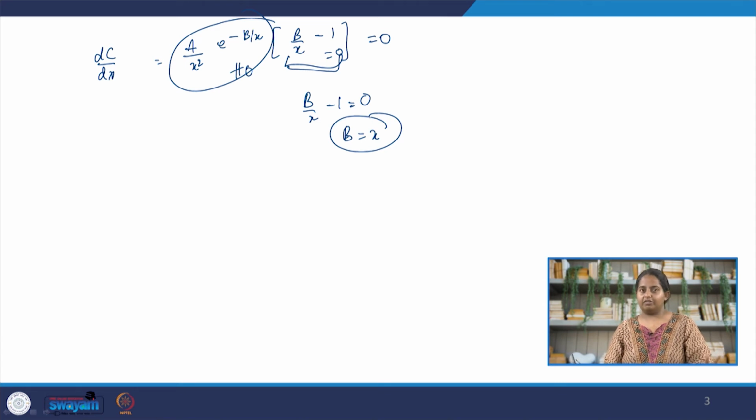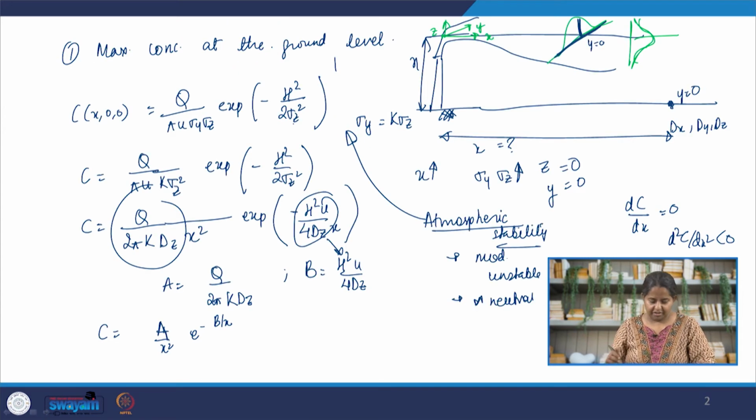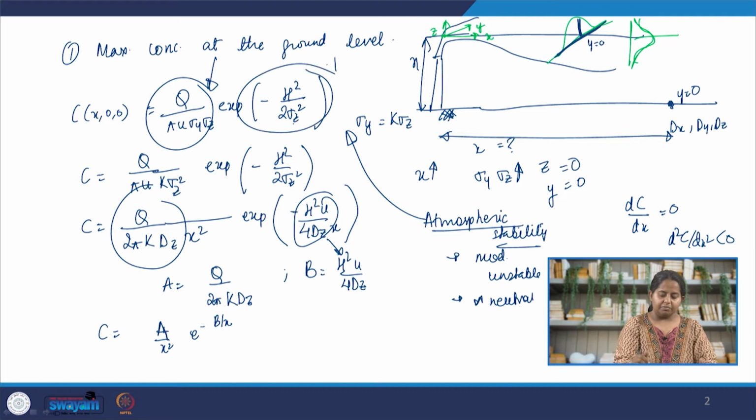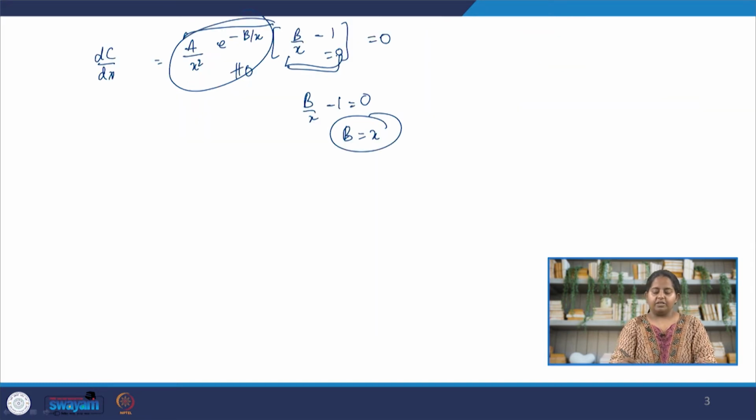You can actually draw the phase portrait and look at it. Now, since we already know it's going to be a maxima, because we already saw that this term decreases as x increases, and this term increases as x increases, what we are going to get is a case of maxima. So we know that this is going to be the maximum concentration. So b is equal to x.